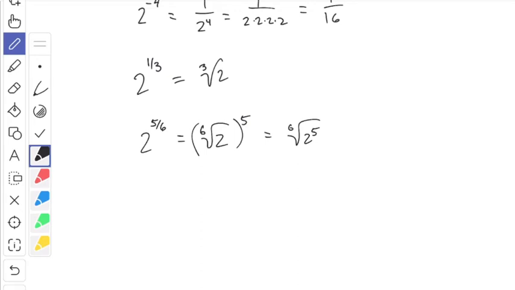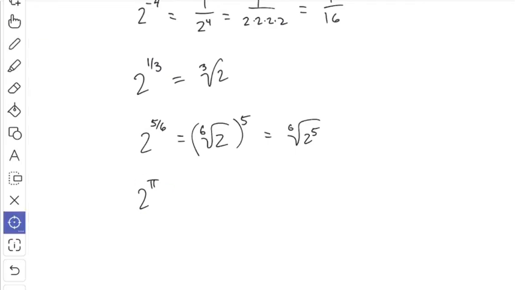Actually, how about this? Have you ever thought about this before? I don't know. This means 2. I mean, it doesn't really mean 2 times 2 times 2 over and over again, pi times. Also, because pi is an irrational number, pi cannot be written as any fraction. And so this cannot be written as anything like that.